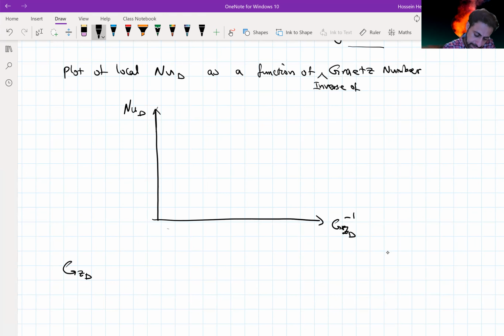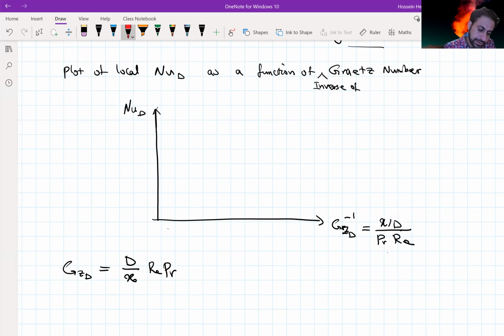Graetz number based on D is D over X times Reynolds times Prandtl. So the inverse is going to be X over D, let's write it in this way, over Prandtl Reynolds. That's going to be the inverse of Graetz number.